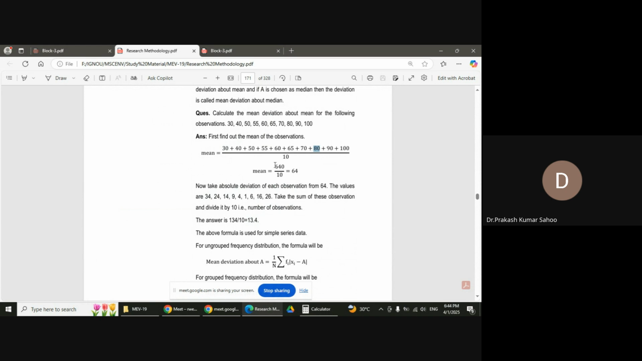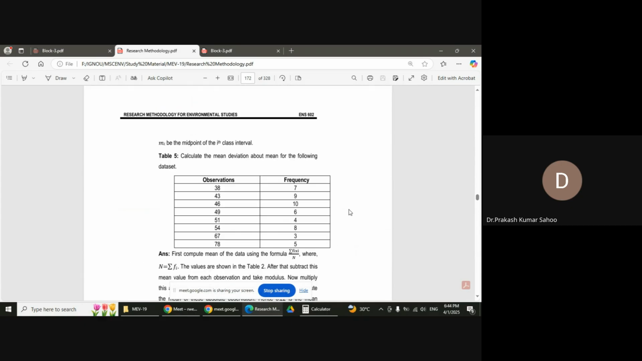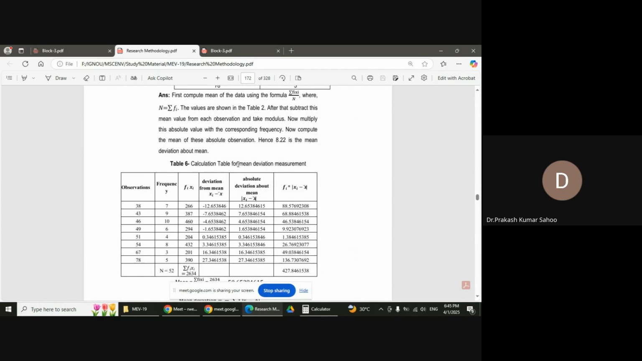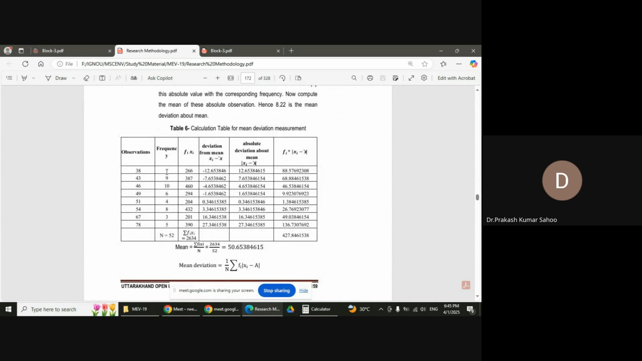Okay, so this is the direct method. If we have a set of data with some frequency, just see here, this is a set of data with some frequency. 38 having 7 times, 43 9 times. So how to calculate the mean deviation? To calculate this mean deviation, you should have a tabulation format, and this data is written here: observation and frequency. The first is the multiplication of frequency with observation.